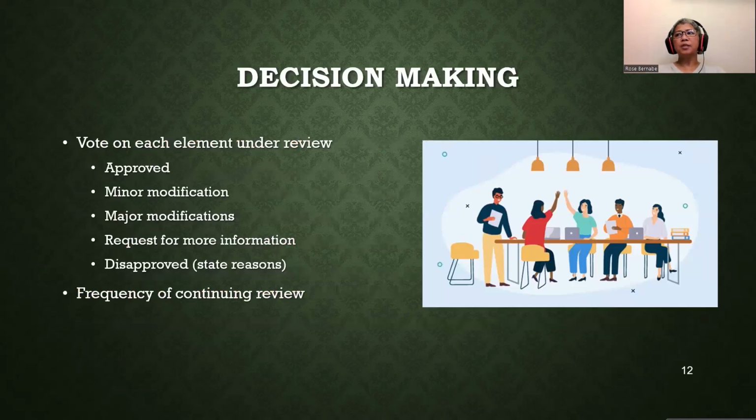So after this, the whole process of discussion and trying to come, as mentioned a while ago, decision making can come in as follows: approved, minor modification, major modifications, request for more information, so no decision at all, because the ethics committee needs more information to make a decision, or disapproved, and of course reasons must be stated.